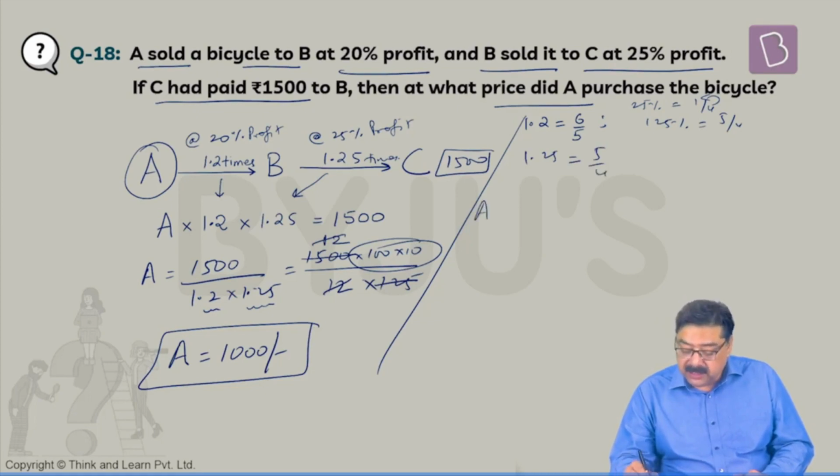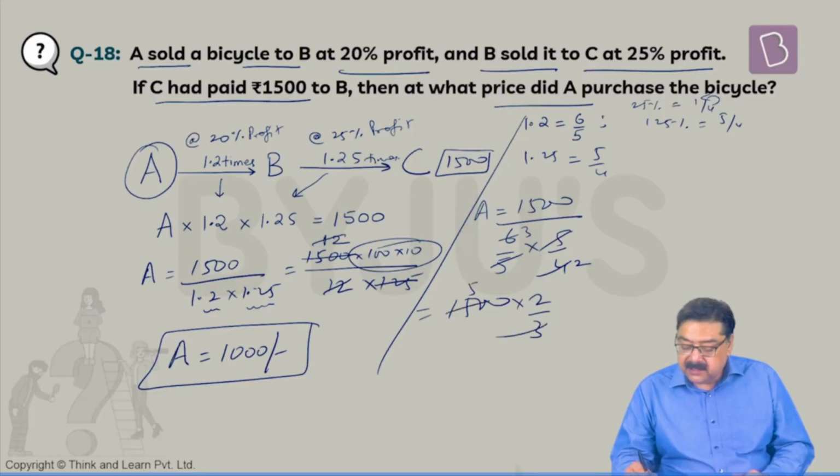Now your calculation becomes A is equal to 1500 by 6 by 5 into 5 by 4. These two cancel. This becomes 3, this becomes 2. So it becomes 1500 into 2 by 3. Cancels, becomes 500. 500 into 2, you still get 1000.